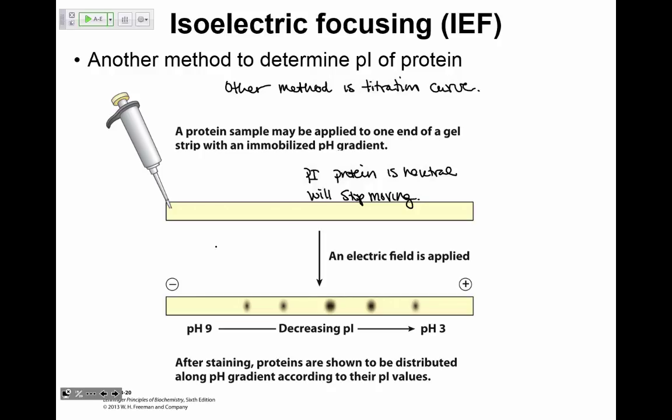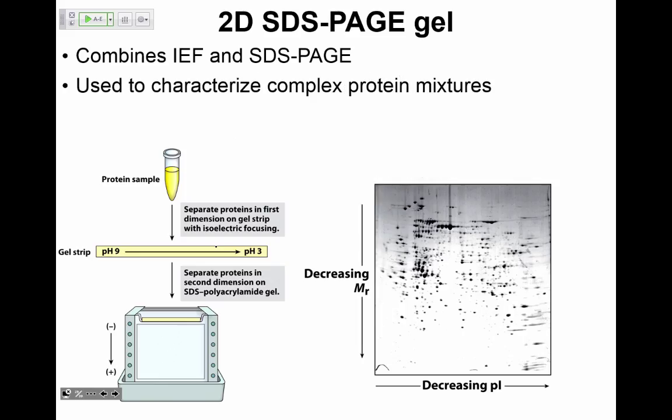Now let's combine our PI with our molecular weight. This is called a 2-dimensional SDS page gel. It's 2 dimensions now because we're separating based on 2 properties. We're separating based off of our isoelectric point and our molecular weight.